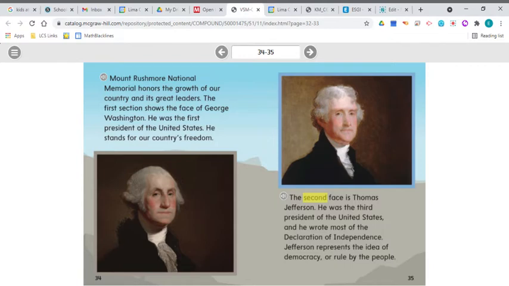Now, let's take a second here and do a little compare and contrast. Now remember, compare, that's how they're alike. Contrast, that's how they're different. So first, let's compare them. Let's tell, how are they alike? Obviously, they were both presidents of the United States. George was our first, and Thomas Jefferson was our 3rd. So how are they different? Well, for one thing, Thomas Jefferson was the 3rd president, and George Washington was the 1st. That's different. George Washington represents freedom on the Mount Rushmore, and Thomas Jefferson represents democracy, or rule by the people.